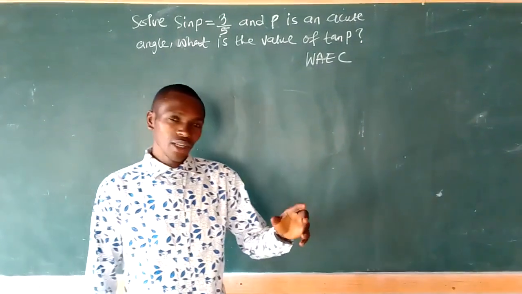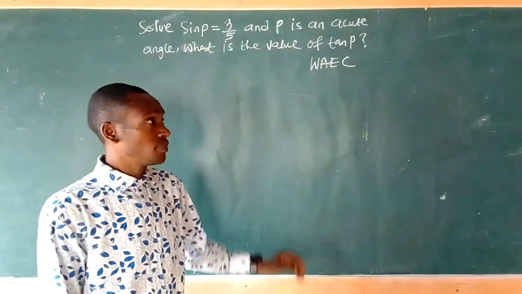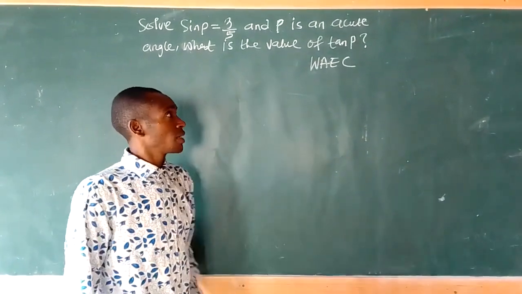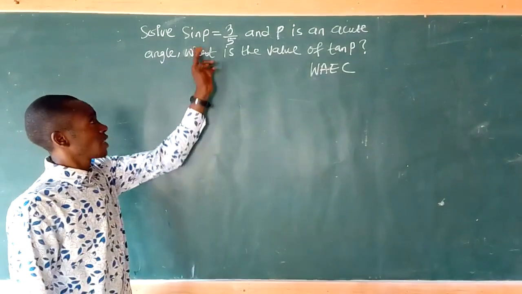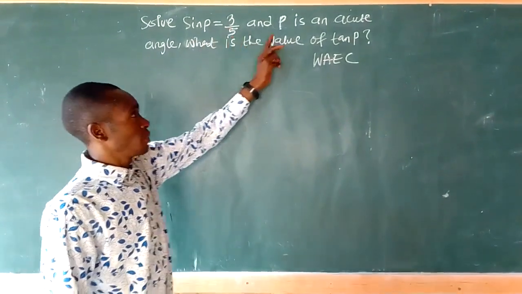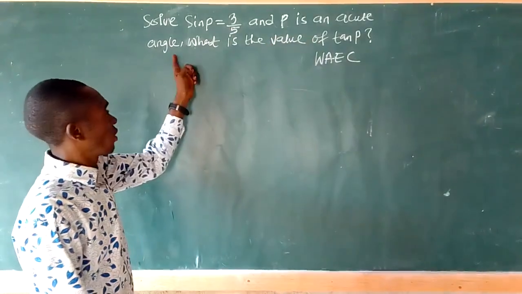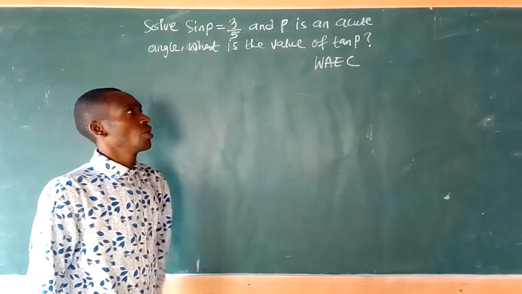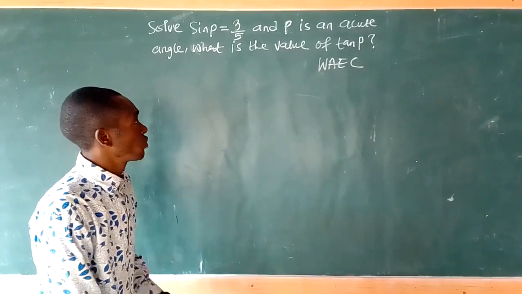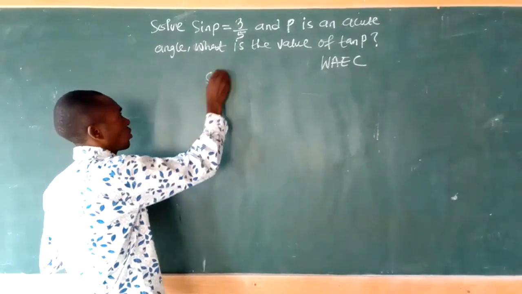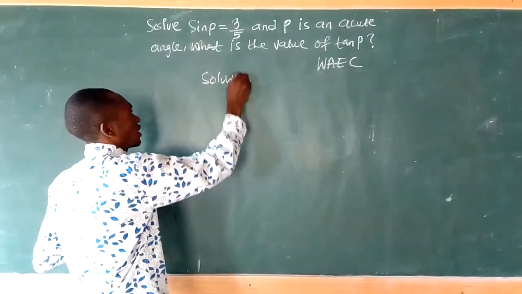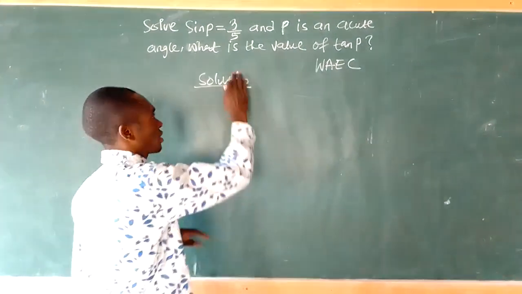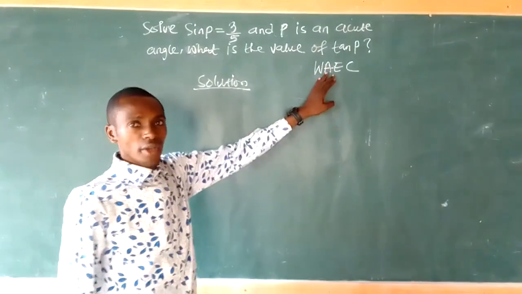Today we are going to be looking at a particular question in mathematics. The question says: solve sin p equals 3 over 5, and p is an acute angle. What is the value of tan p? So the first thing we always do is to write our solution. And do not forget that this is a WAEC question.